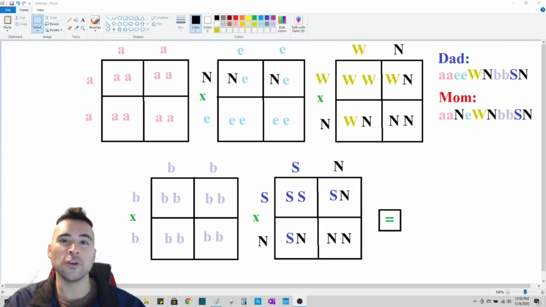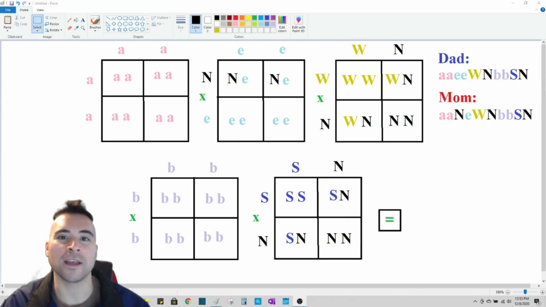What's up, guys? Do you want to calculate an infinite amount of genetic odds in your animals? Then stick around because I'm going to show you a simple way to do so.